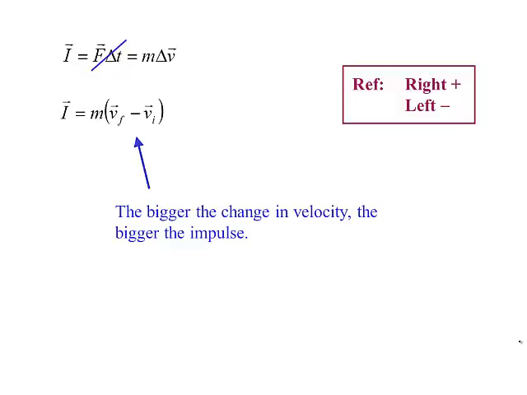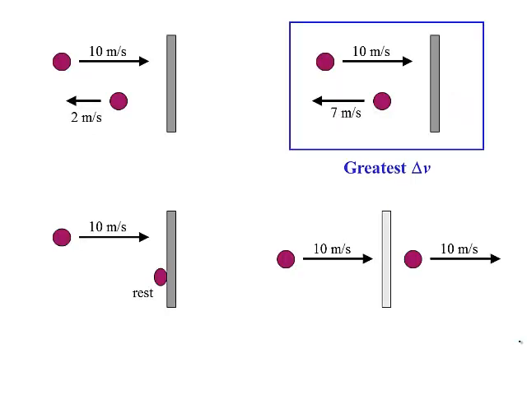Okay. So we're not given information about force and time, so we're going to use the m delta v expression. The bigger the change in the velocity, the bigger the impulse, because the mass doesn't change. So we're just looking at the biggest change in velocity for this one. So for A, the initial velocity of the ball was 10 meters per second, and it rebounded at 2 meters per second.